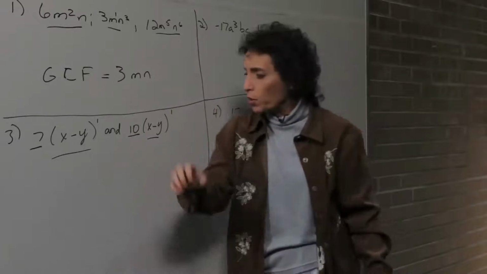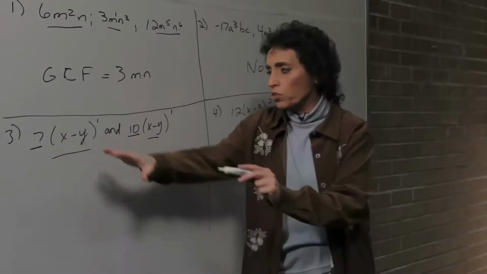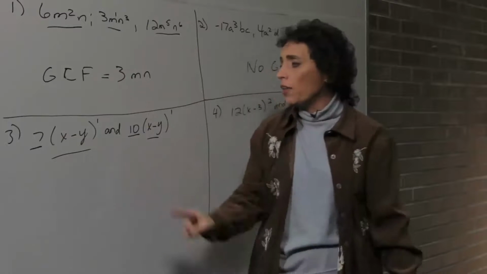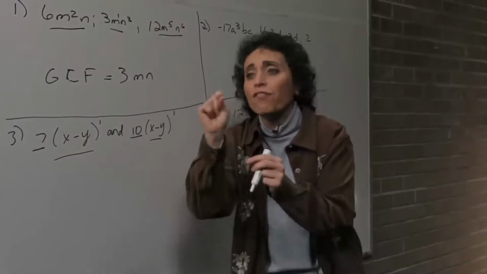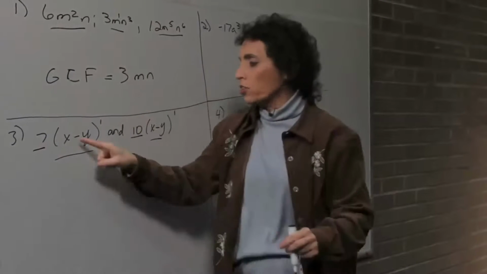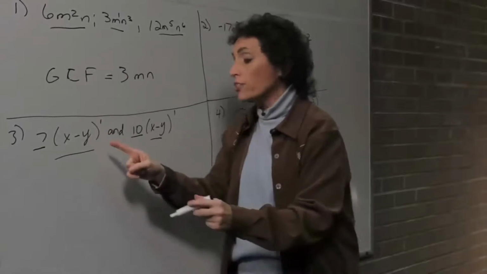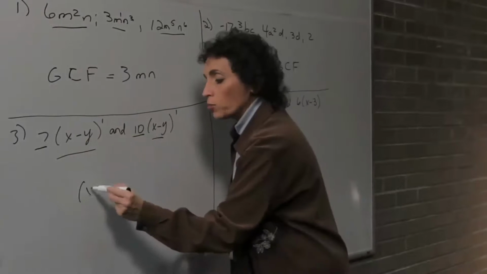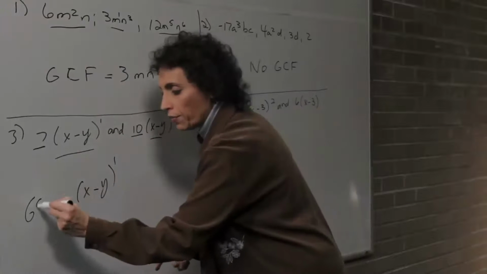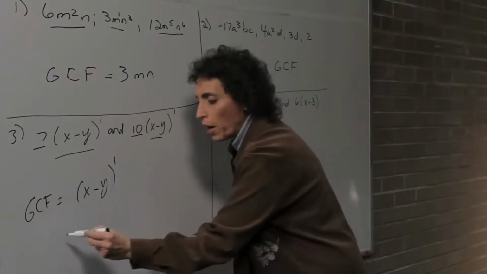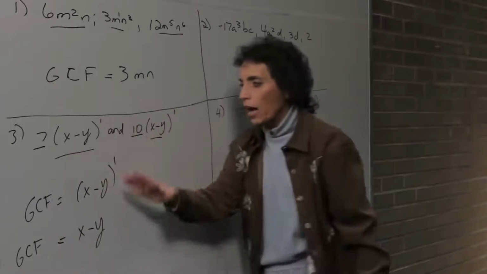So let me show you how I would do this. I would look at the numbers first, 7 and 10, and there's no common factor between 7 and 10, no number that divides into both of them. Then I would look at that whole thing. I can't look at just the x because the x is not a factor. The x is a term because it's attached with a minus. I can't look at the y, but I can look at the whole x minus y. Well, I do. Everybody has an x minus y. So x minus y to what's the lowest exponent? 1. So the GCF is x minus y to the first power or just x minus y. And that is the GCF of that problem.